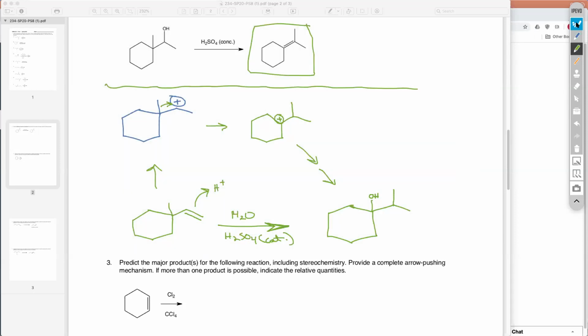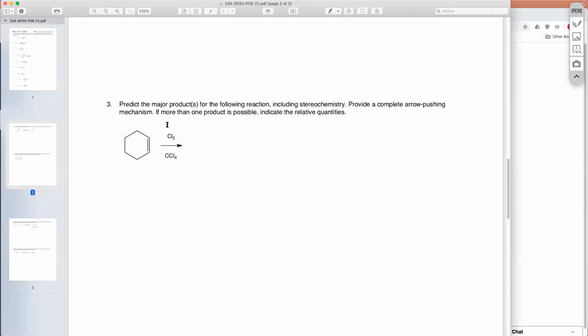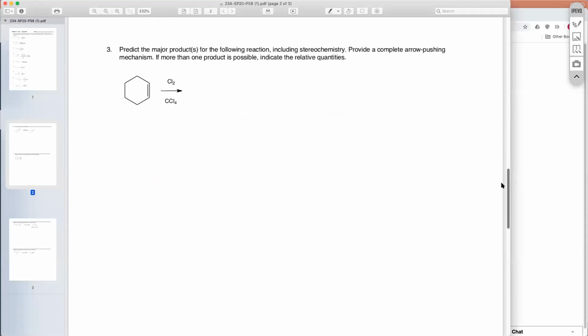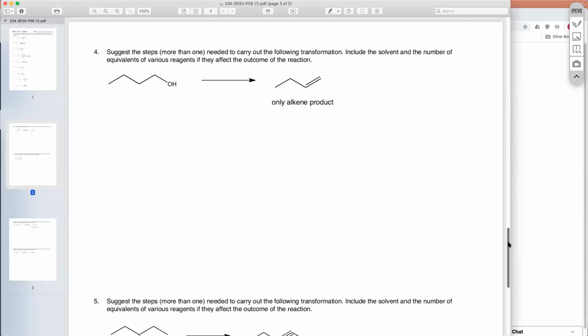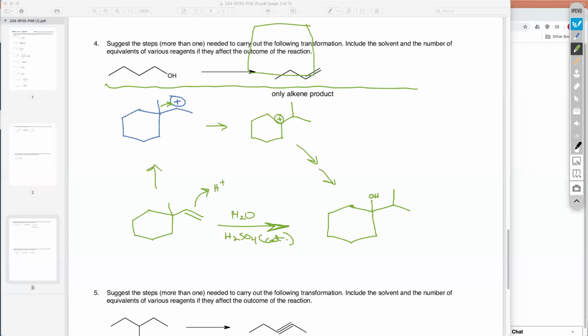All right, and this is about as textbook as you can get for adding a halogen across a double bond. All right. So this is one that I know a lot of people had questions on, and so I do want to take a look at it.